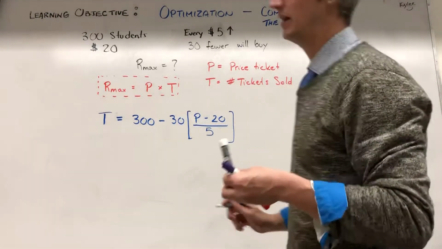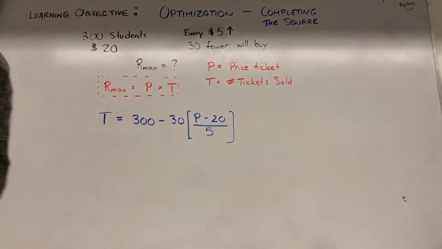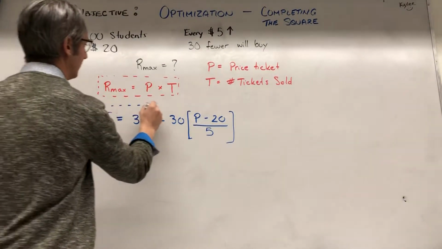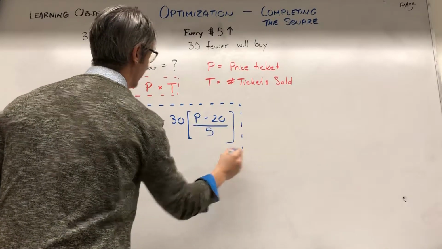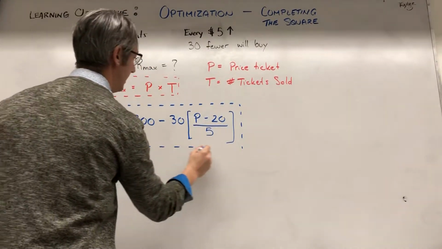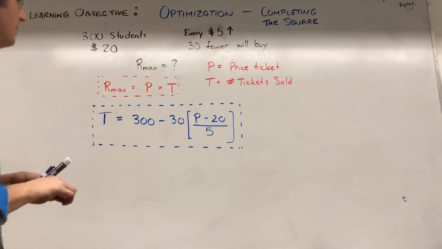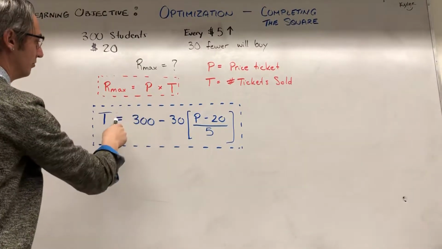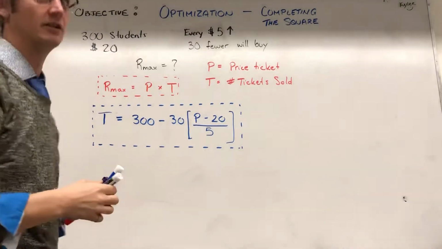Okay, so now this is my second formula. So every time I see T, I'm going to replace it with my formula for T here.